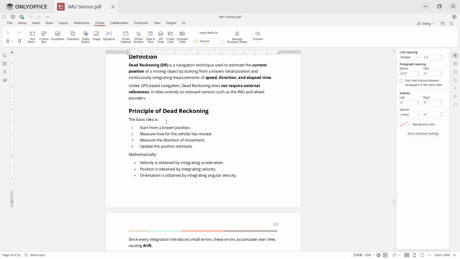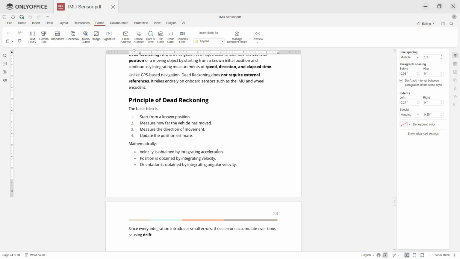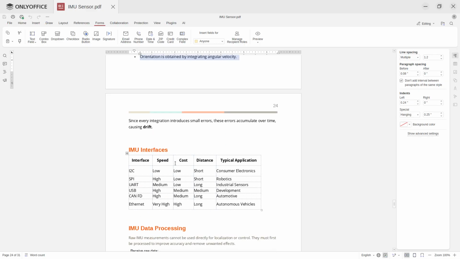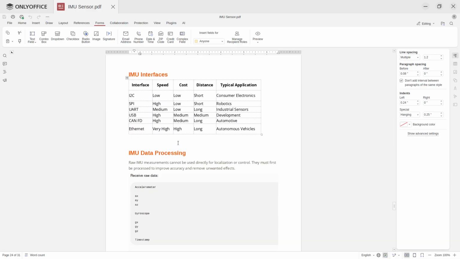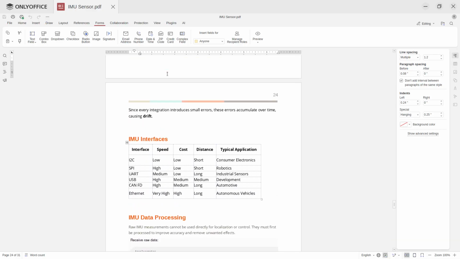Principle of dead reckoning. The basic idea is to start from a known position, measure how far the wheel has moved, measure the direction of the movement, and update the position estimate. Mathematically, velocity is obtained by integrating acceleration, position is obtained by integrating velocity, and orientation is obtained by integrating angular velocity. This is very important. Since every integration introduces small errors, these errors accumulate over time, causing drift. I hope this is well understood.